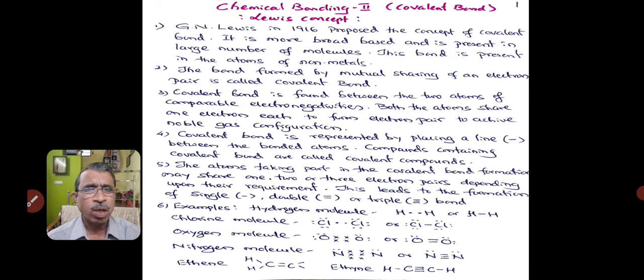Similarly, the oxygen atom having 2 unpaired electrons shares them with another oxygen atom, forming the oxygen molecule, wherein both oxygen atoms attain octet. In a similar way, nitrogen contains 3 unpaired electrons. These 3 unpaired electrons are shared with another nitrogen atom to form a nitrogen molecule, where both the nitrogen atoms have 1 lone pair of electrons.